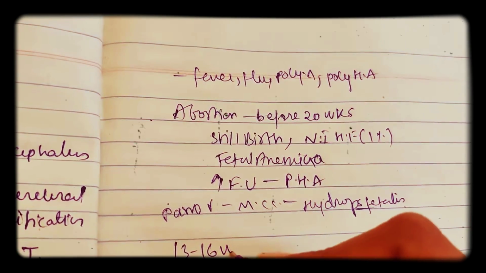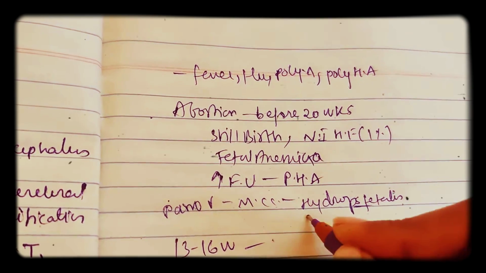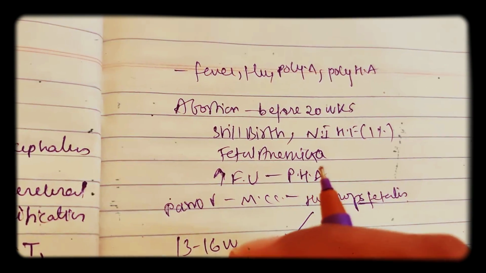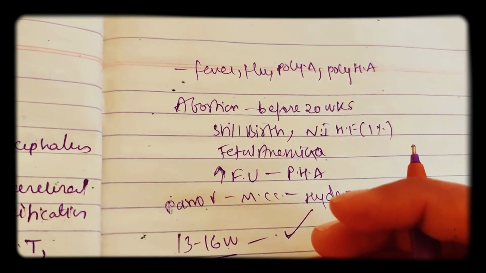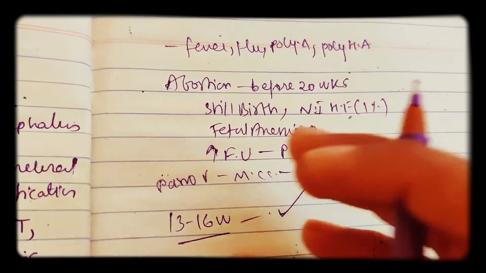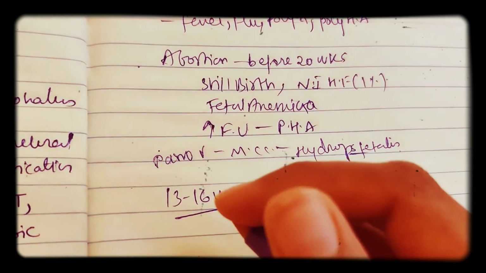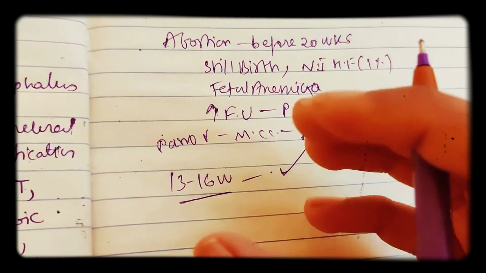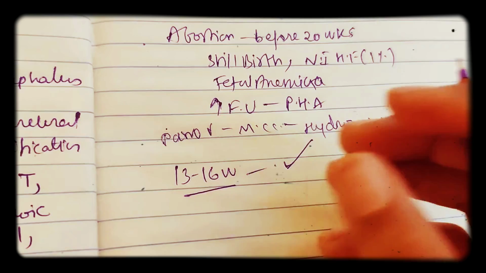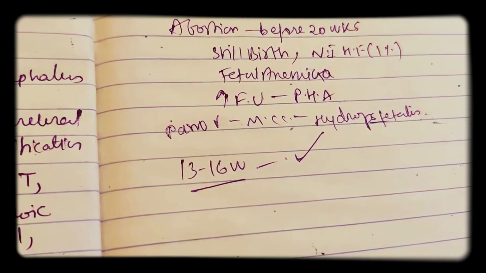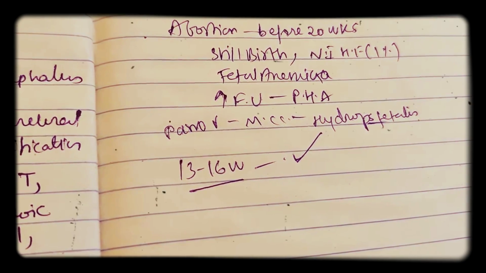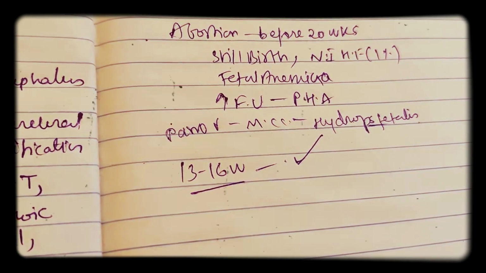So if the mother has this parvo infection at 13 to 16 weeks, then there is a higher chance of hydrops. Okay, and this period also coincides with hepatic hematopoiesis. Next, within 10 weeks of maternal infection, hydrops fetalis may develop. So in these 10 weeks, every 2 weeks, we need to do targeted USG, and also we should do middle cerebral artery Doppler. Okay, that is velocimetry.